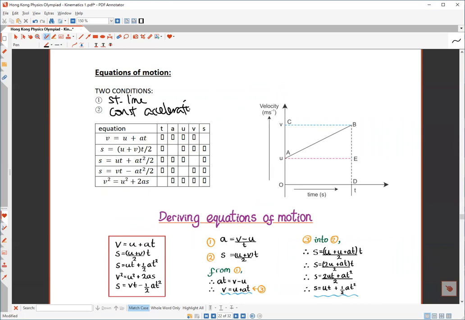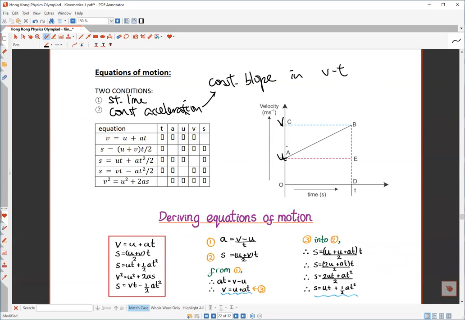You will know why after we derive it. So we draw a velocity-time graph first. If it has constant acceleration, that means it has a constant slope, or constant gradient, in the velocity-time graph. A constant slope means it must be a straight line. So I assume it to be a straight line like this, with an initial velocity u and a final velocity v.